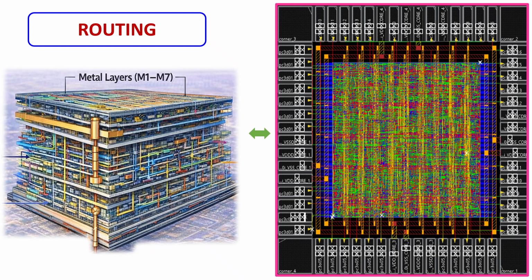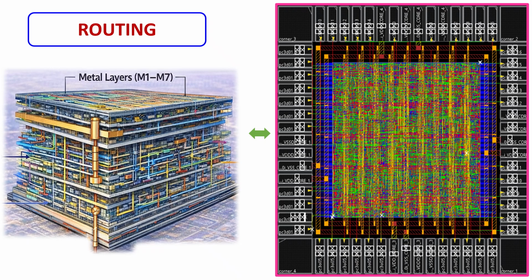The global routing gives us a rough path planning, and it divides the chip into routing grids and estimates congestion. Whereas in detailed routing, exact metal wires are drawn, following strict design rules, and adds wires between layers.